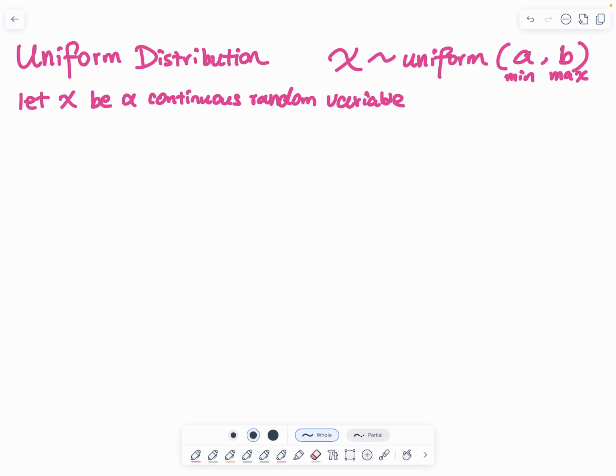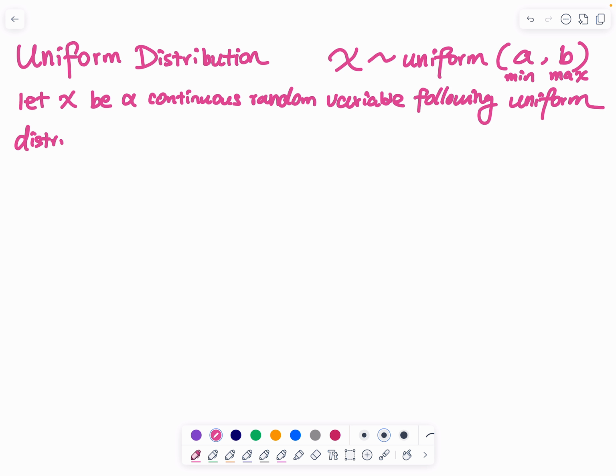following uniform distribution. Okay, let's highlight that. So let me highlight this: a uniform distribution, with a lower limit A and upper limit B.